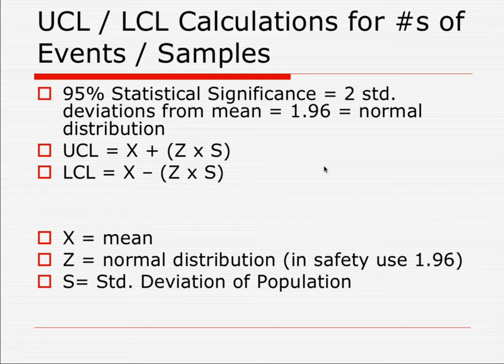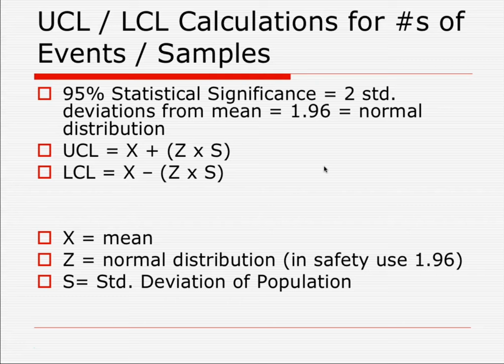But here would be the formula if we were calculating numbers of events, such as the control chart I showed you earlier, which were numbers of incidents. They are not expressed in percentages or fractions, if you will. Here we're dealing with the numbers of events. The formula is rather simple. Here you will see the variables: X equals the mean, Z equals the normal distribution.